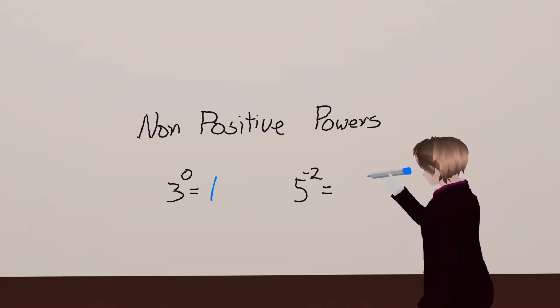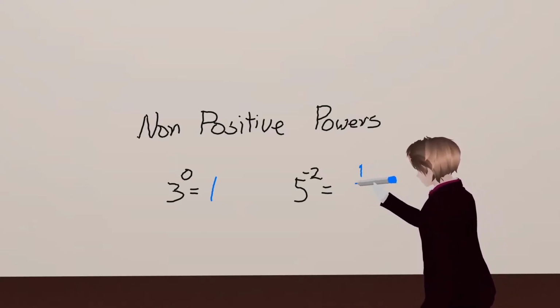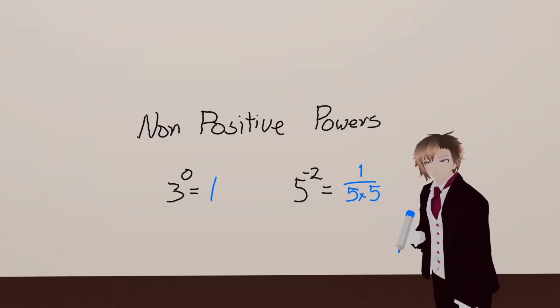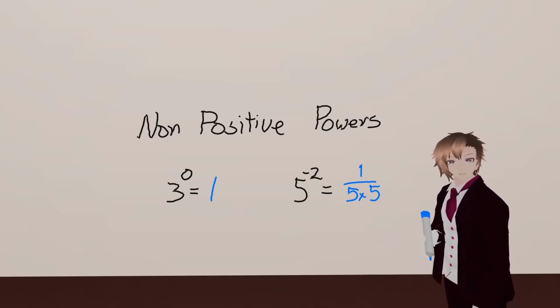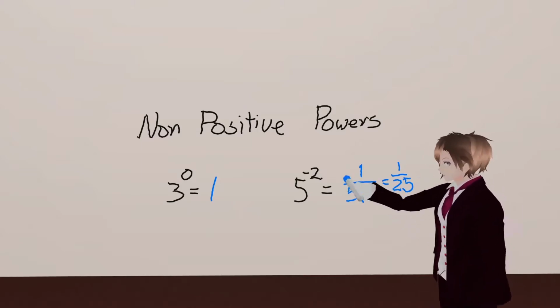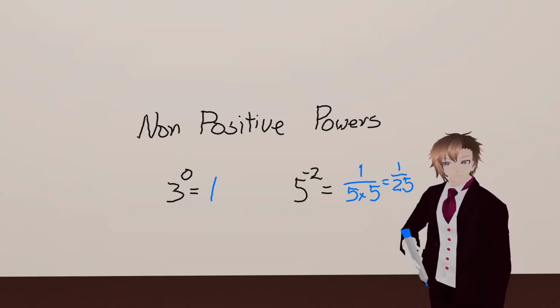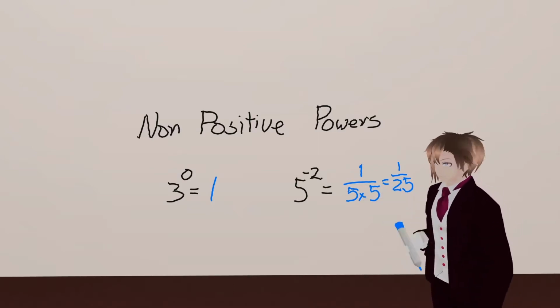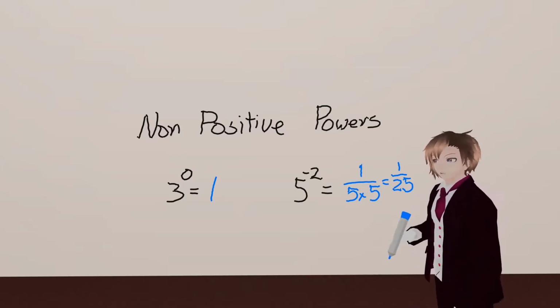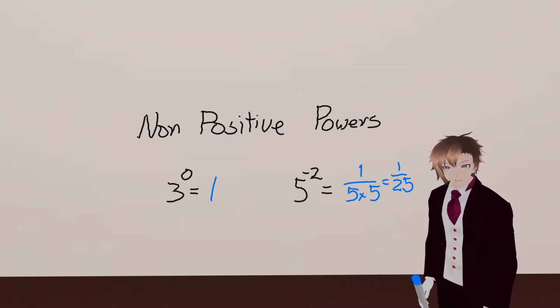So this is the same as writing 1 divided by 5 times 5. And if we were to evaluate that, this would be equal to 1 over 25. So when you see a negative power, that's the same as dividing, because a negative is the opposite to a positive, and the opposite of timesing is dividing.